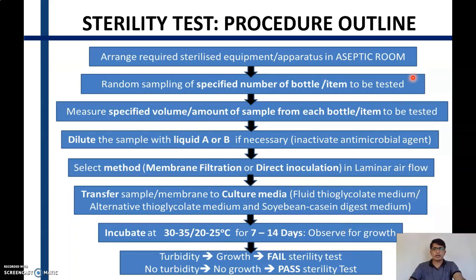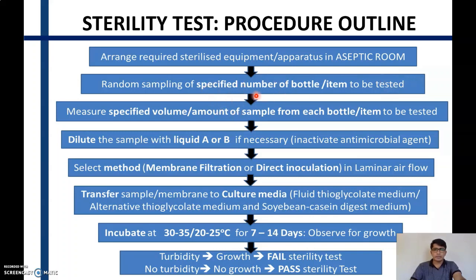Now this is the procedure outlined for sterility testing. First we have to arrange the required sterilized equipment or apparatus used for sterility testing in an aseptic room. In that room we maintain aseptic conditions like a grade A area. Then we take a random sample from a specific number of bottles or items to be tested, depending on the number of containers in each batch.